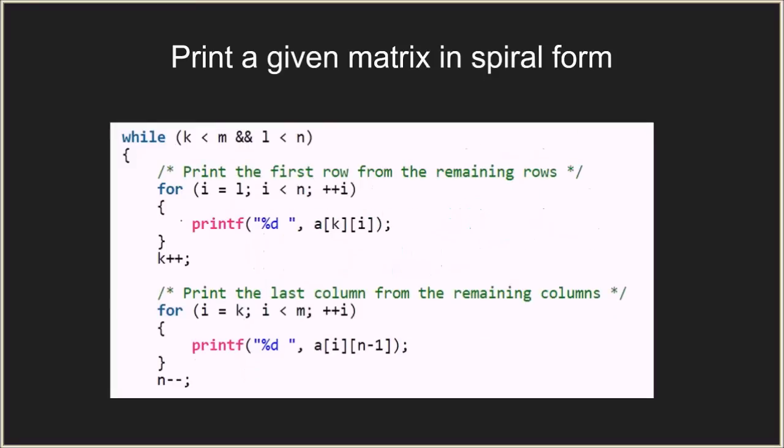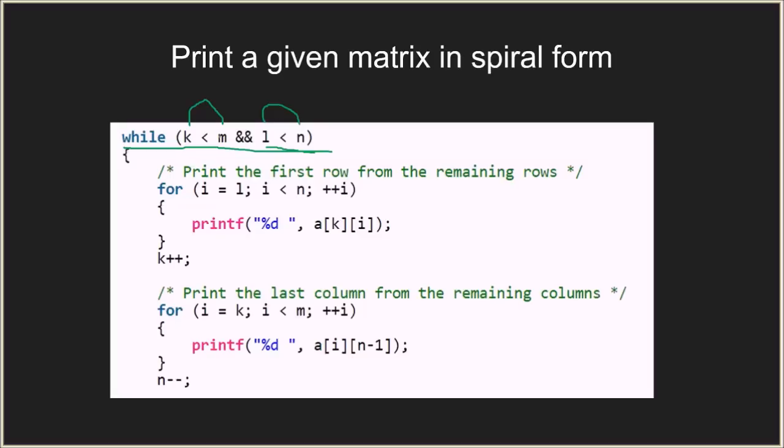So what we'll do is we run a while loop. This outer while loop will be running till k is smaller than m and l is smaller than n. As you remember, k and m are the starting and the ending row indices, and l and n are the starting and the ending column indices.